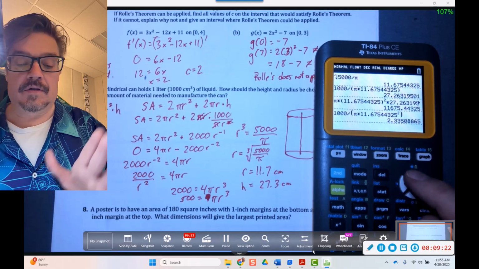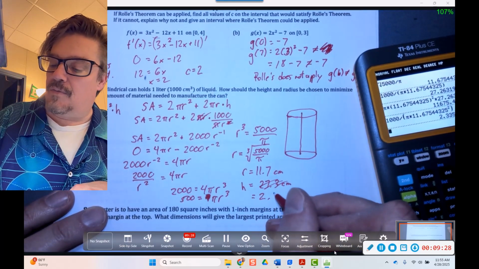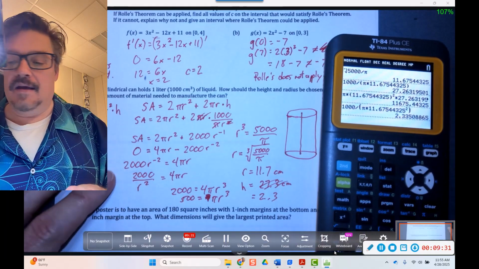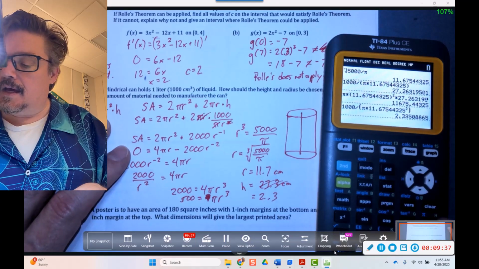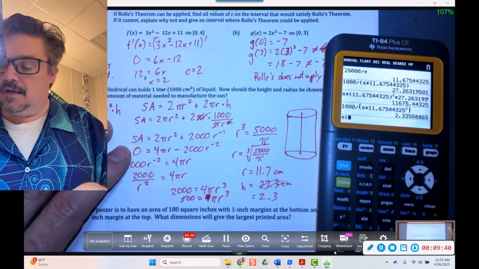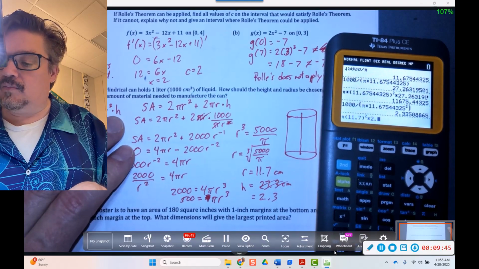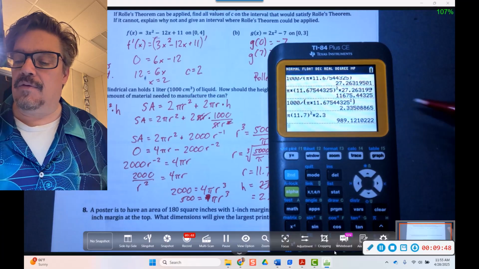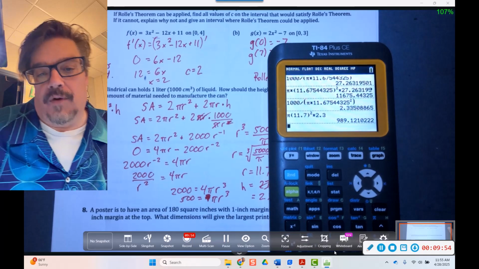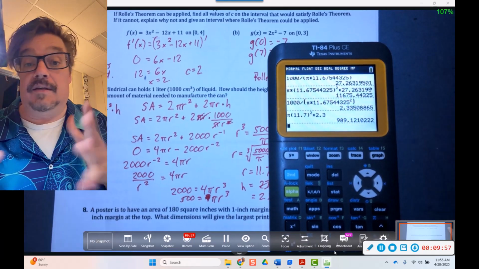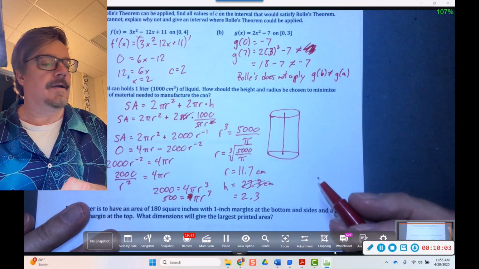So now the height is 2.3. Now that's interesting. So is that right? Let's do pi times 11.7 squared times the height, which is 2.3, and there's 989. The reason it's 989 is probably because of all the decimals that I just trimmed away. So it's close enough for me to accept to the tenths.